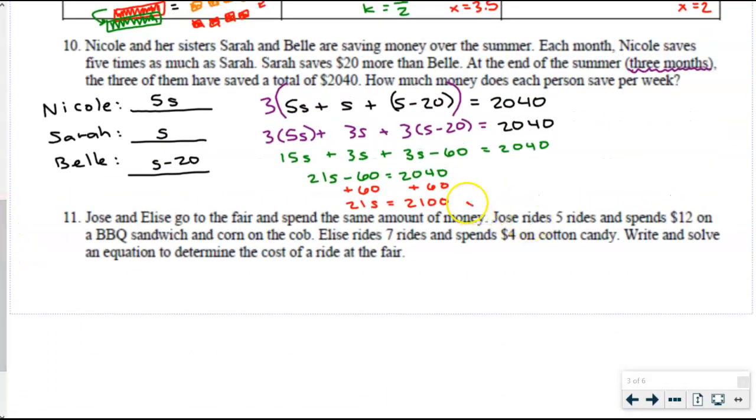I'm out of space. 21S is equal to 2100. Divide each side by 21. And that's how I get S is equal to 100.